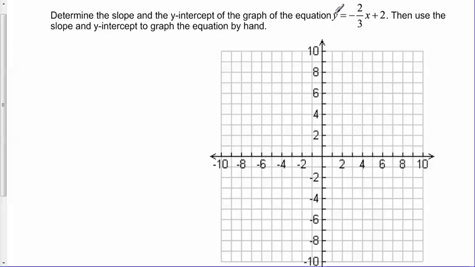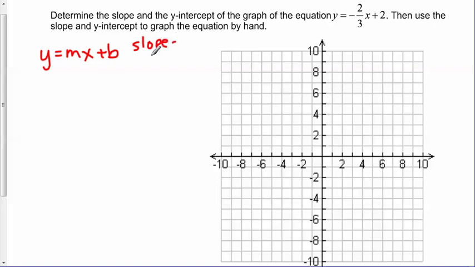So we see that this equation has y by itself on one side of the equation. On the other side of the equation, we see that we have an x term and a constant term. So this is telling us that this equation is written in this form, y equals mx plus b. That's a standard equation form that we're going to see a lot, called the slope-intercept form.